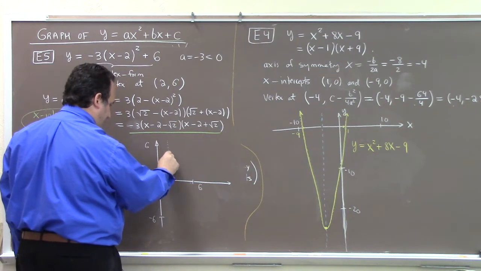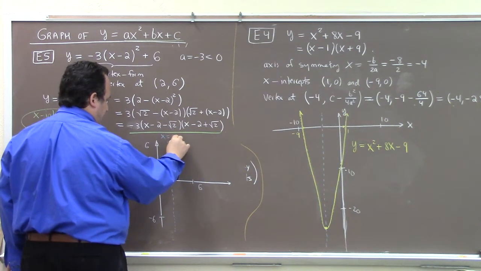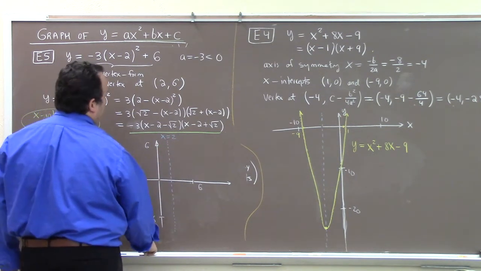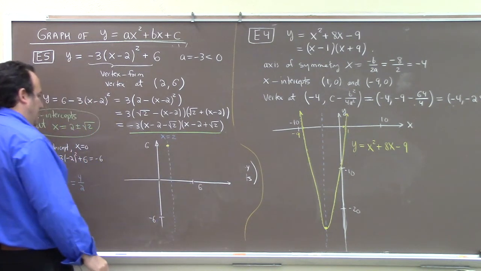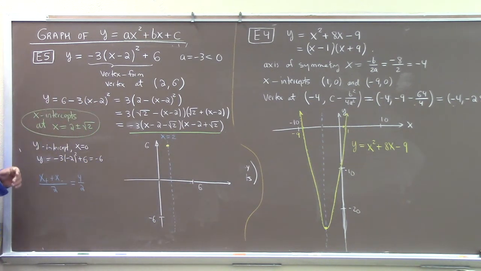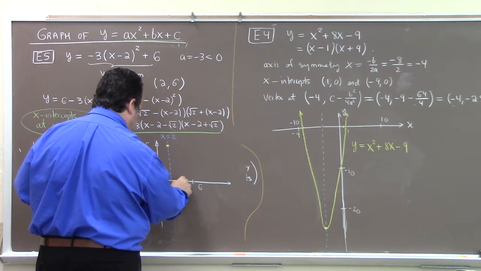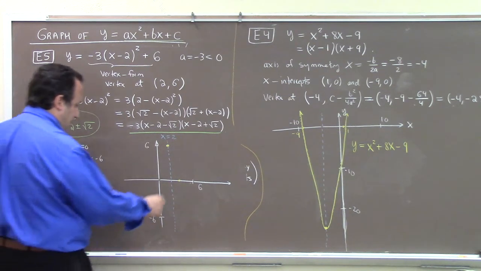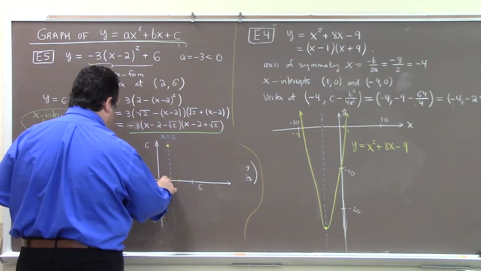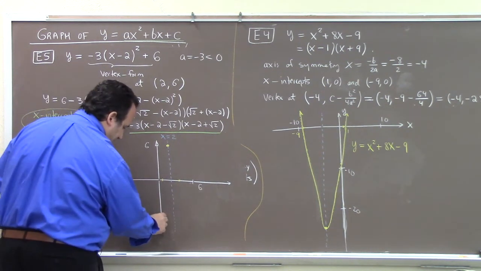So roughly speaking, x equals 2, there's your axis of symmetry. The vertex here is at (2, 6), so that's here. All right, square root of 2 is about 1.4. So 2 plus the square root of 2 is about 3.4, so 3.4 is about here. And 2 minus the square root of 2 is about 0.6. So that's about here. And it's got a y-intercept of minus 6, which is right here.